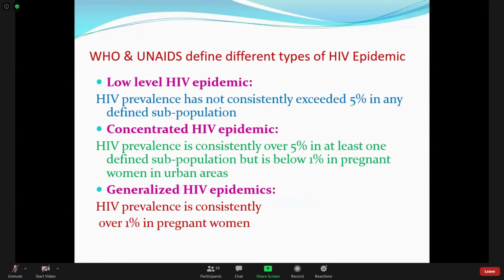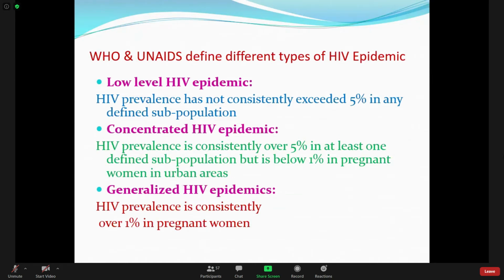If in any defined subpopulation the prevalence of HIV/AIDS is not more than 5%, that is the low level of HIV epidemic. So what is a defined subpopulation? We have to know. Its synonym is high risk group. So what is a high risk group? It may be men who have sex with men, MSM, PWID, people who inject drugs, sex workers, male sex workers, female sex workers, clients of sex workers. So these are the high risk groups.